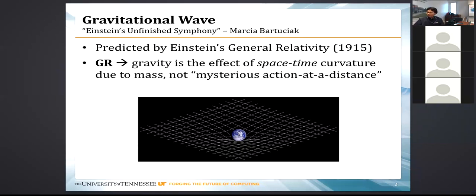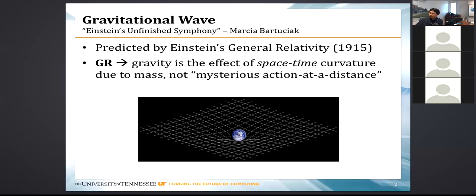As a start, I'll begin with the theory of gravitational waves, a phenomenon predicted by Einstein's theory of general relativity, which he discovered in 1915. In the words of the author Marcia Bartusiak, it's Einstein's Unfinished Symphony. Basically, this is the last prediction from GR that has not yet been directly observed or measured. Gravitational waves are the effect of space-time curvature due to mass.